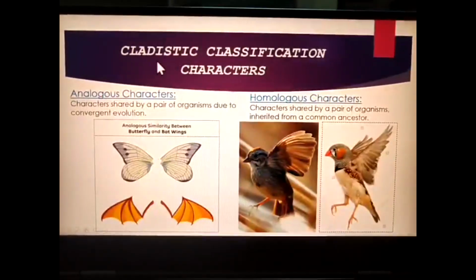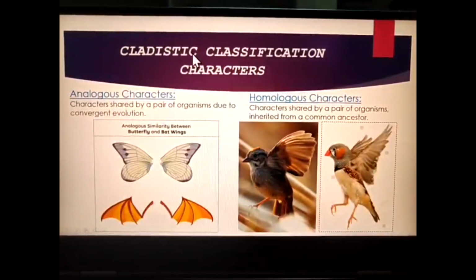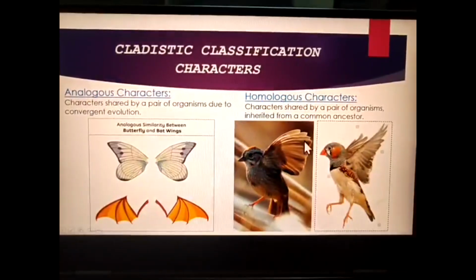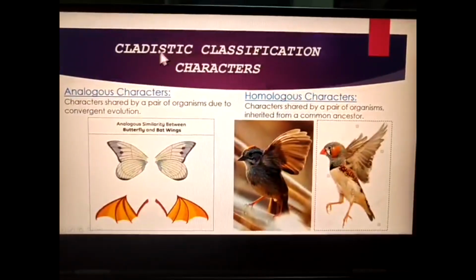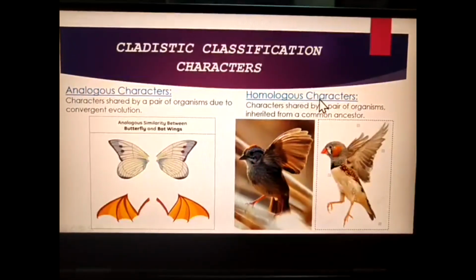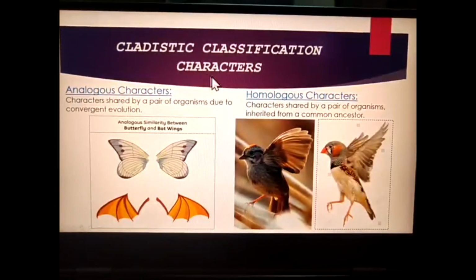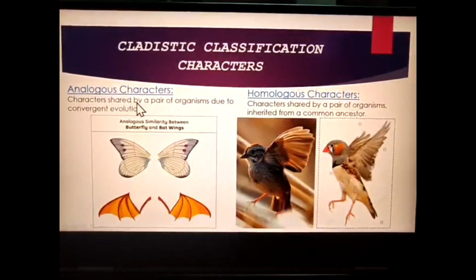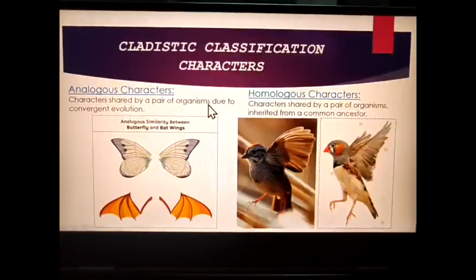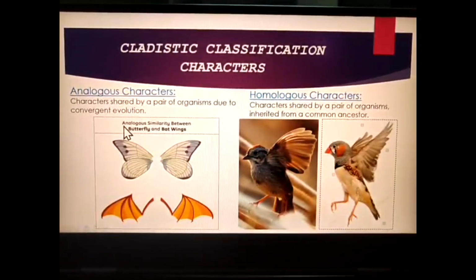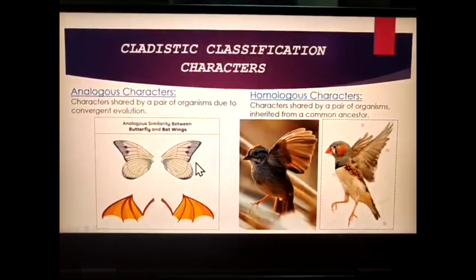In this phylogenetic or cladistic classification, analogous characters and homologous characters are used. By these basic characters, they can classify the animals. Analogous characters are shared by a pair of organisms due to convergent evolution. This means one common character is shared by a pair of animals.